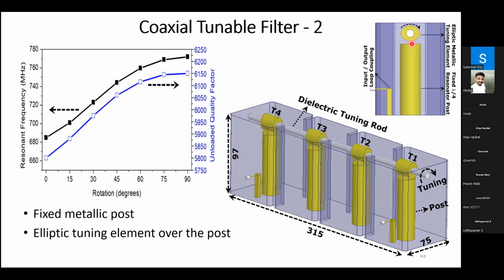But here there is one catch. There are 2 air gaps and hence there are 2 capacitances in series. So that will effectively reduce the total capacitance change and hence actually limits the tuning range that we can achieve. So we can achieve a maximum of around 15% with this idea.